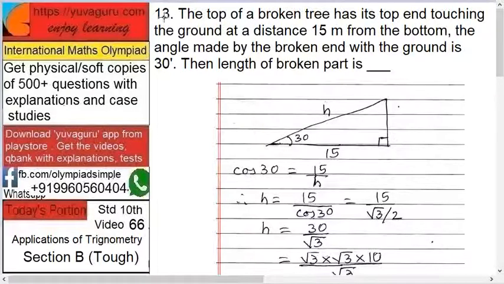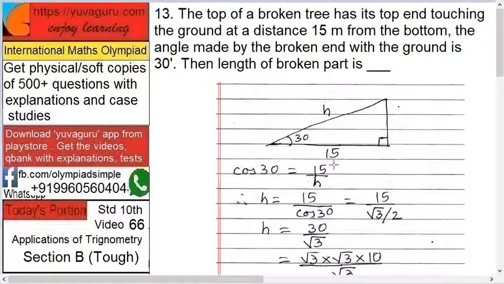Let's start. The top of a broken tree has its top end touching the ground at a distance of 15 meters from the bottom. The angle made by the broken end with the ground is 30 degrees. Then the length of the broken part is, here we want only the broken part, this h now. So what's difficult? Quite easy. See, this is 15, this is h, this is 30.